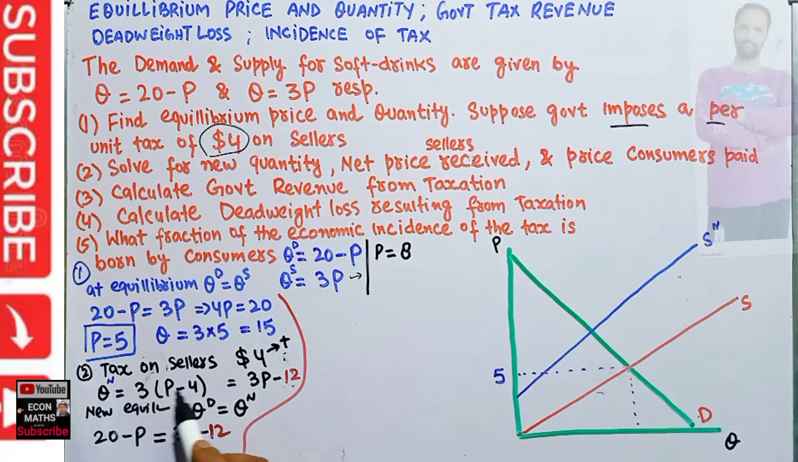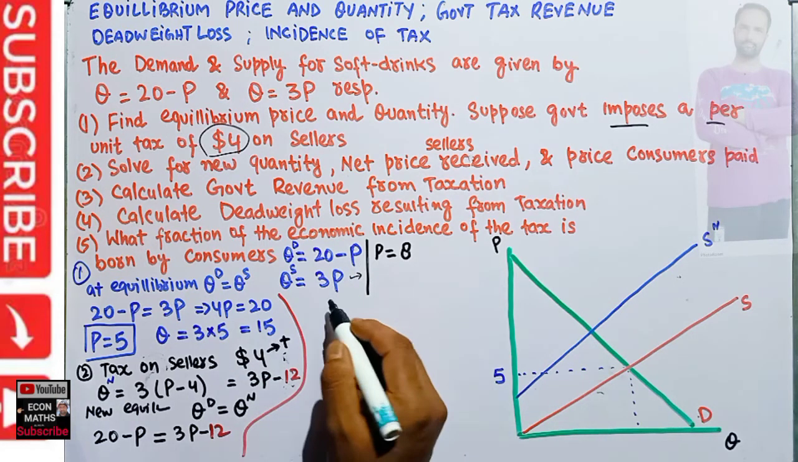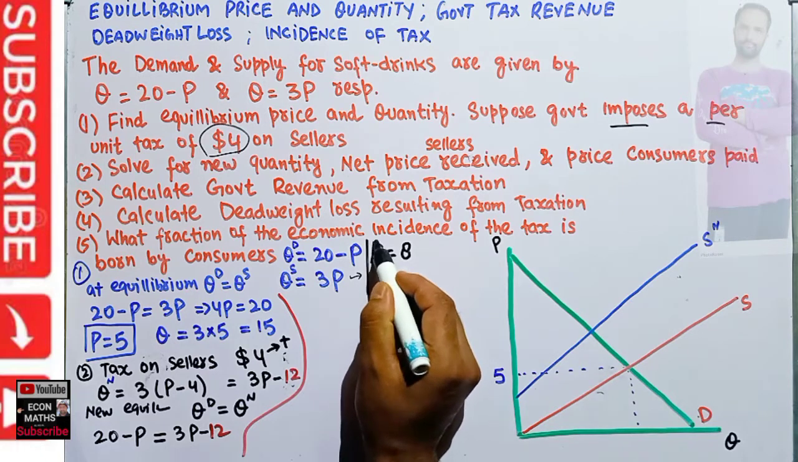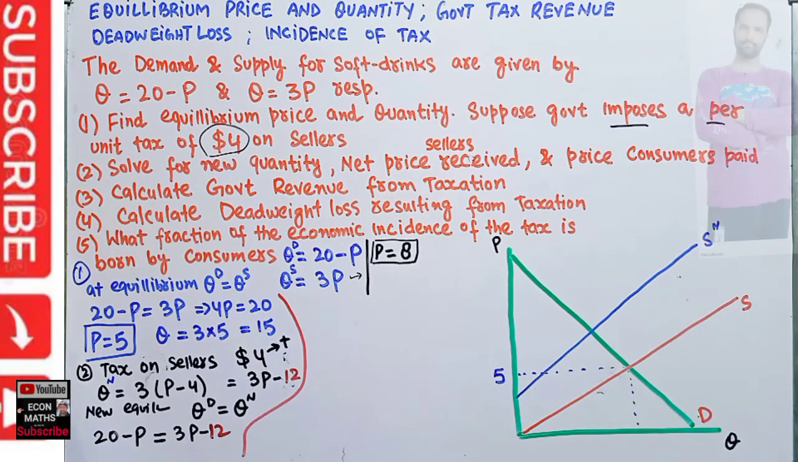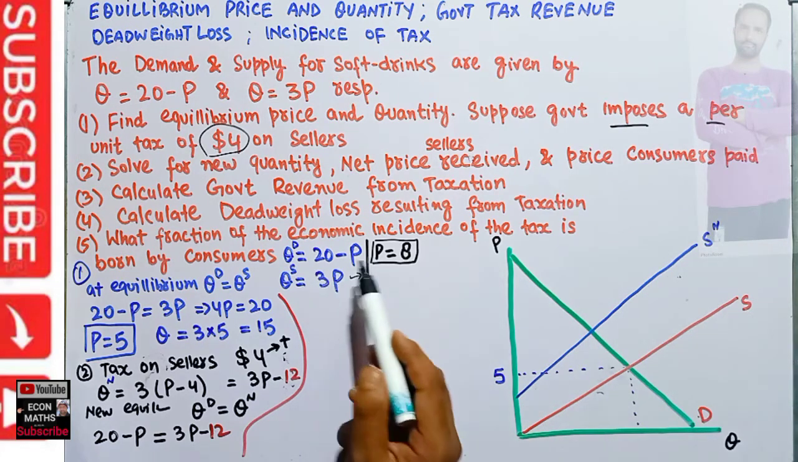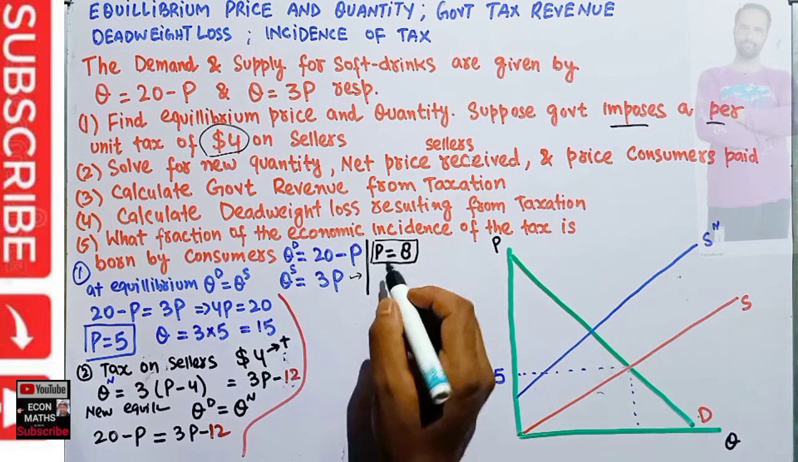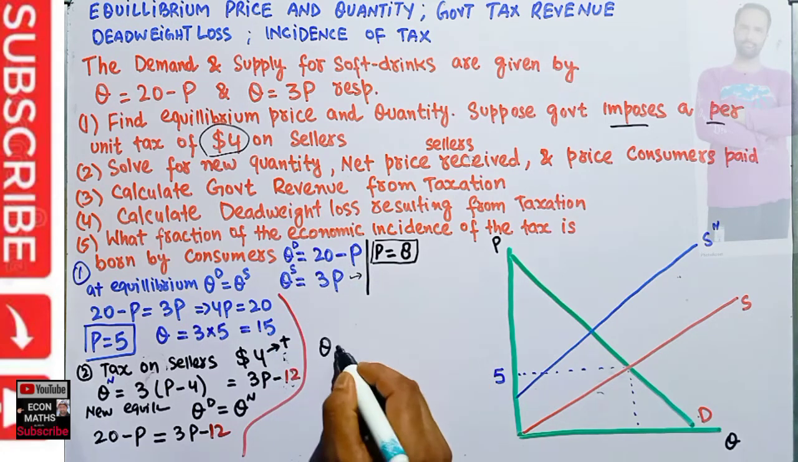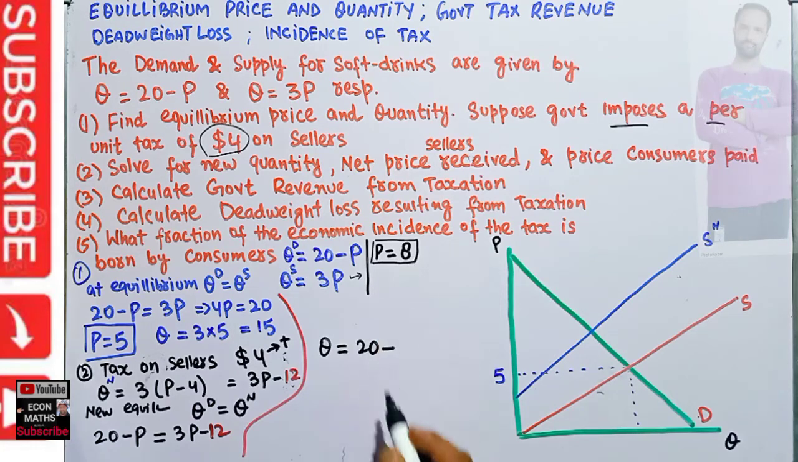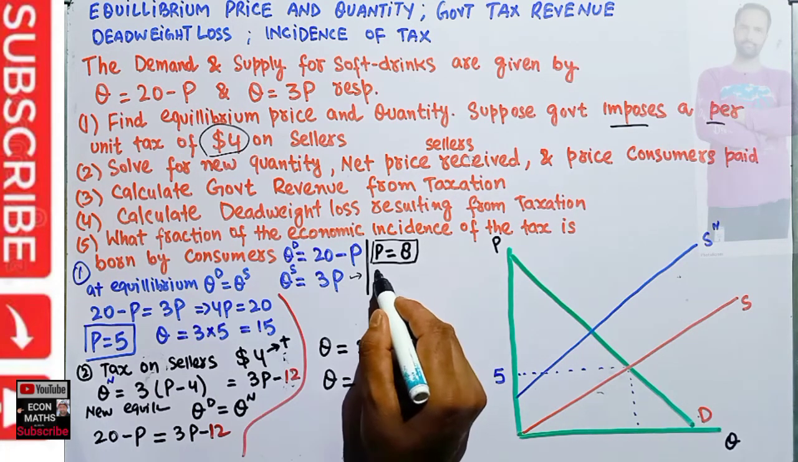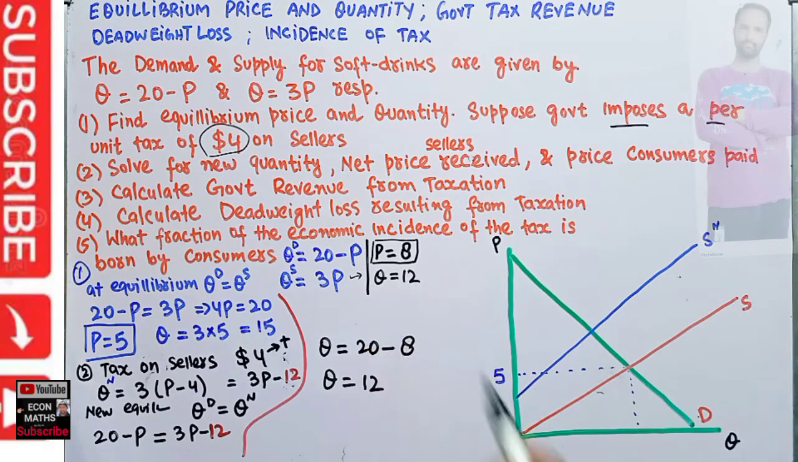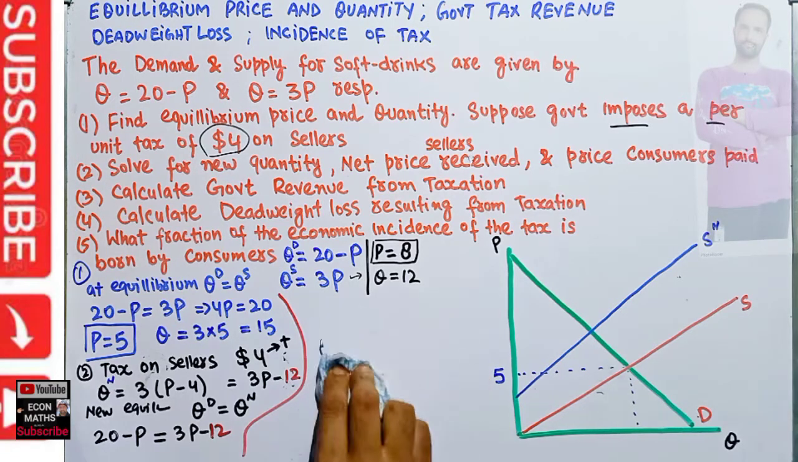So what was our new supply function? Just plug this new equilibrium price either in our original demand function or in the new supply function. If we put it into the demand function, our new quantity will be equal to 20 minus the new equilibrium price, which was 8. So new quantity will be equal to 20 minus 8, which comes out to be 12. So our new quantity will be 12 after the per unit tax of $4 has been imposed.